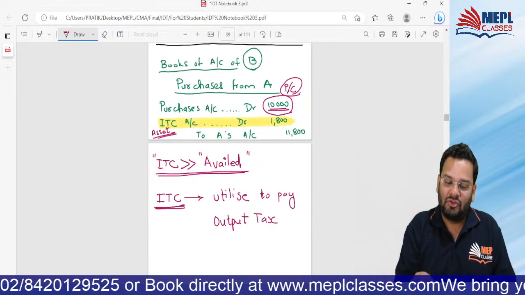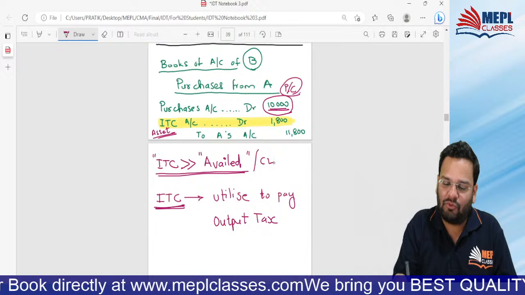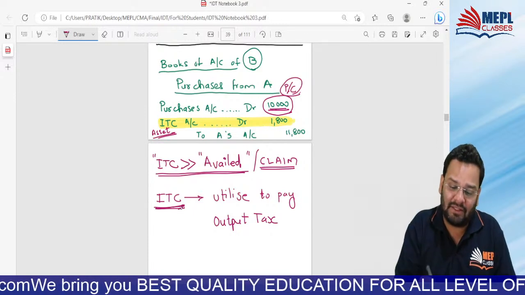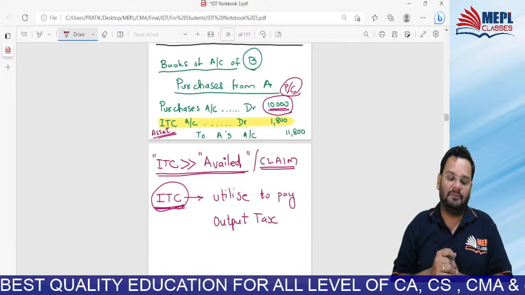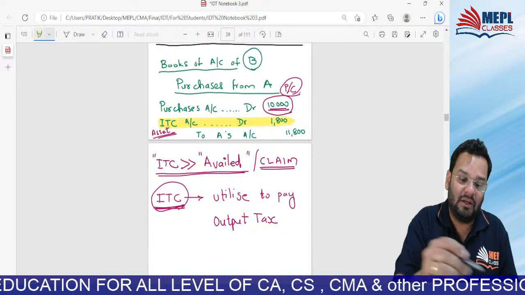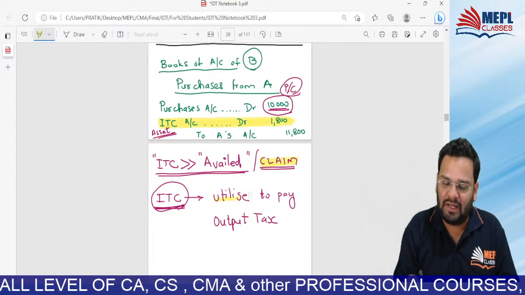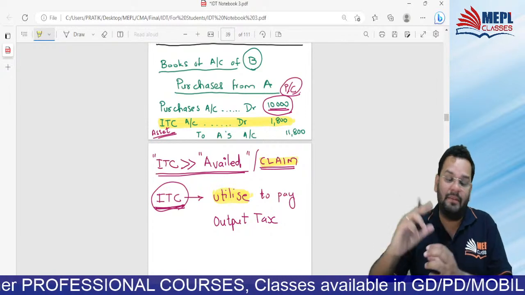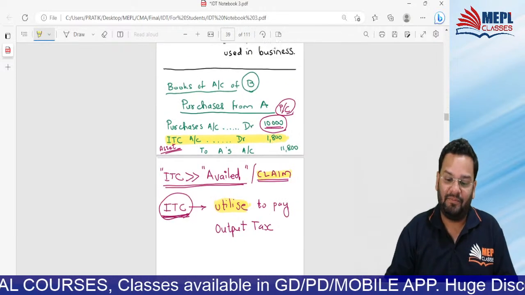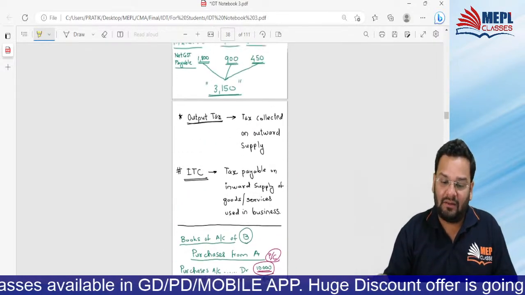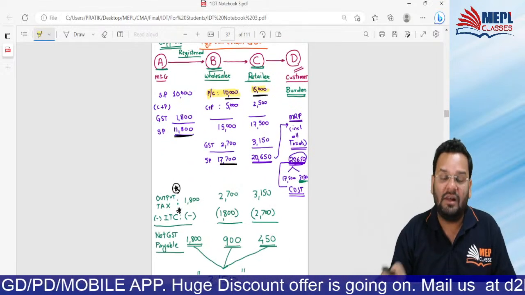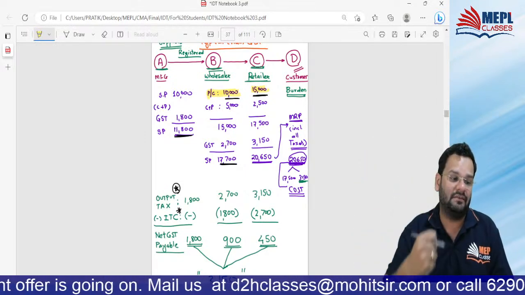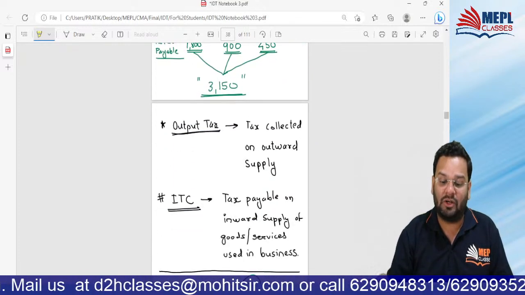That's the sequence. So you have to first claim. Claim means you have to put a claim that this is my input tax credit. And after claiming that input tax credit, you have to use the input tax credit. Did you understand the difference between availment and utilization, or claiming and utilizing? So you know that this whole system of GST, passing on the burden to the end consumer, is possible only and only because of ITC.